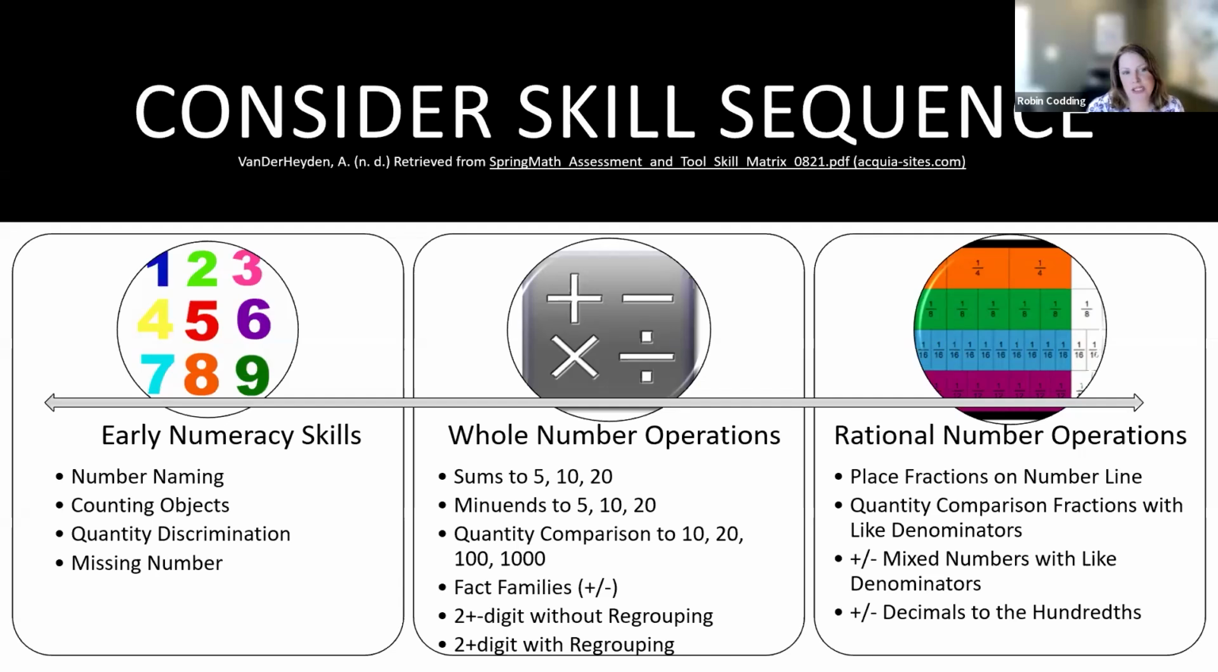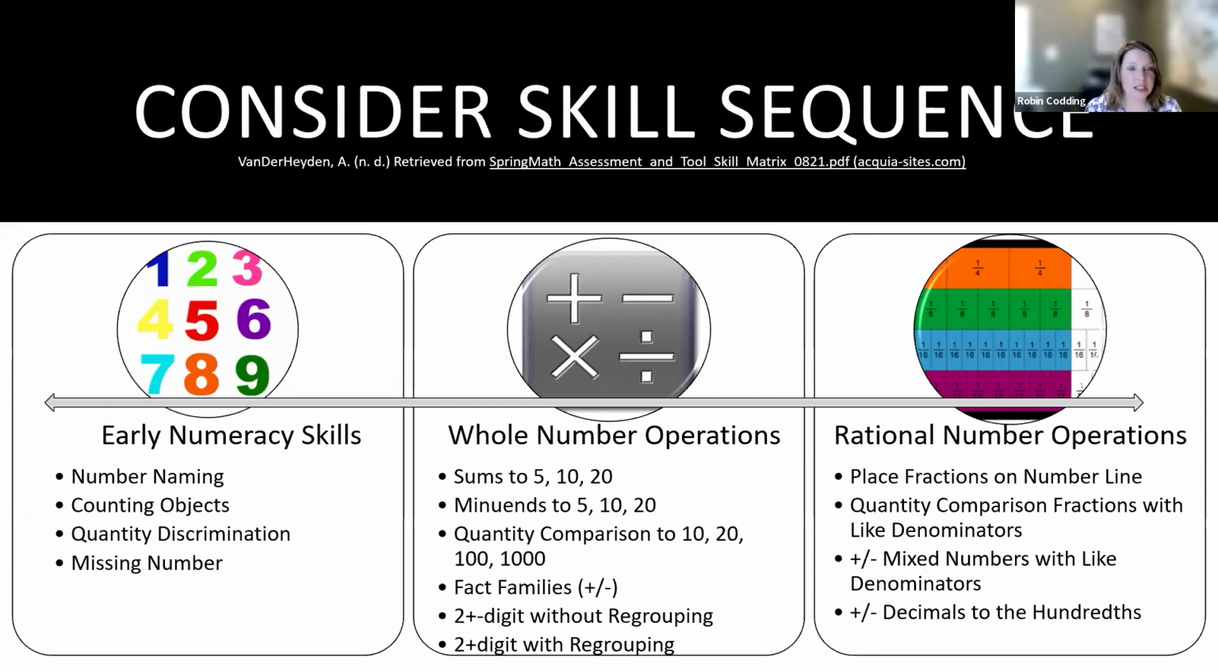So in this example, I'm just illustrating to you, okay, if we're thinking about early numeracy skills, we might be talking about number naming or counting objects, quantity discrimination, or missing numbers, so knowing where the number goes in the sequence. Whole number operations, sums to 5, 10, 20, minuends 5, 10 to 20, fact families, 2 by 2 digit with and without regrouping. And then when we think about rational numbers, we can talk about placing fractions on the number line, quantity comparison with like denominators, adding and subtracting mixed numbers with like denominators, etc.